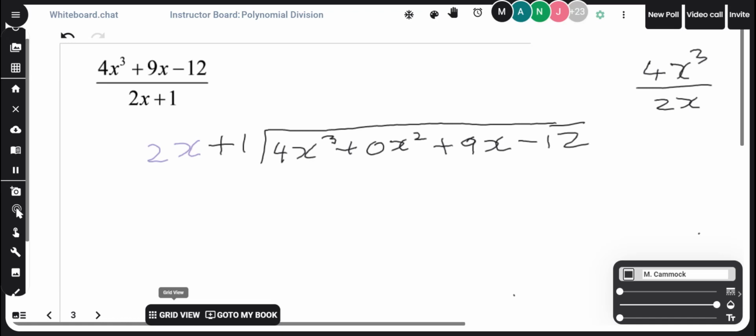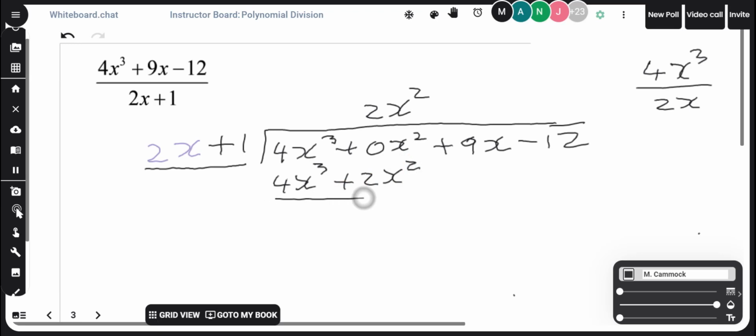Okay, so let's put that on top here. 2x squared. And what I'm going to do now, not just Janai, but everybody else, I'm going to multiply that 2x squared by both of these terms here. So 2x squared times 2x, which is going to give me 4x cubed. 2x squared times 1, which is plus 2x squared. All right, I think I did it right this time. Thank you very much for pointing that out the last time.